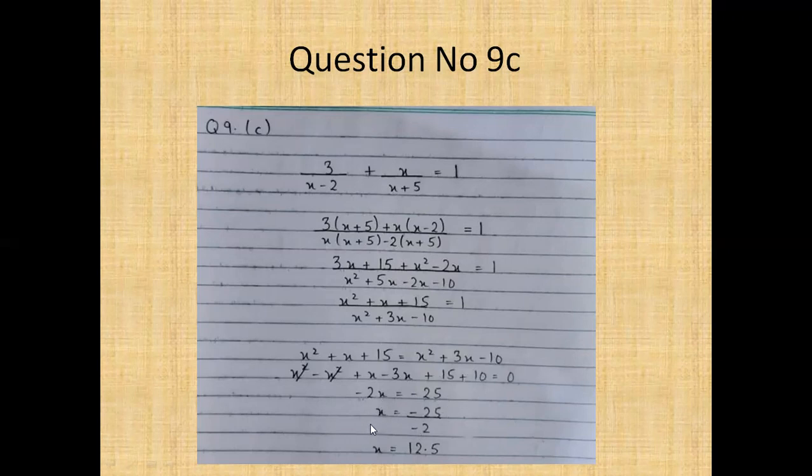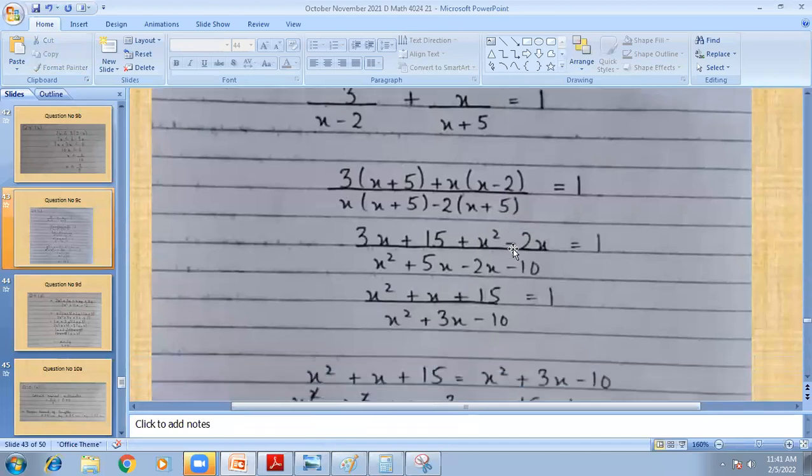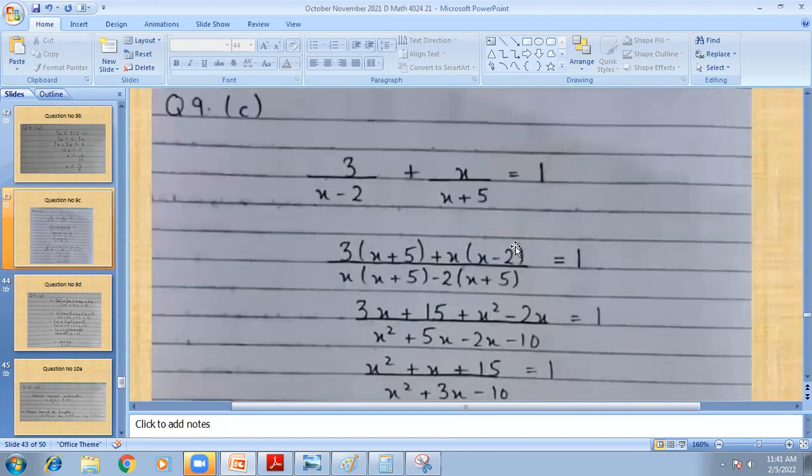So minus minus will be cancelled. So x is minus 25 divided by minus 2, minus minus will be cancelled. So you will have x equals 12.5. So the solution is x equals 12.5 and it's a 4-mark question, very important. Okay, so you can see that.